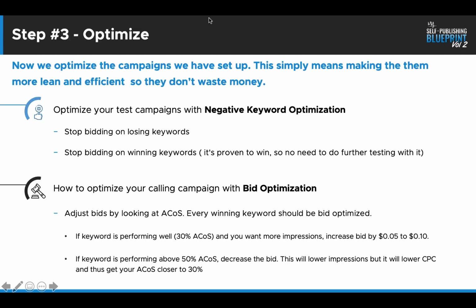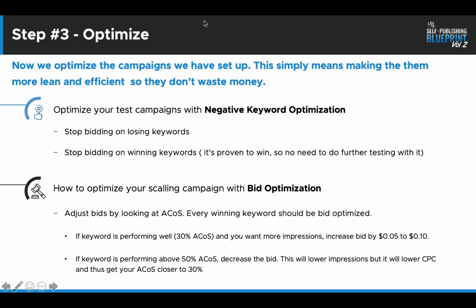And then step 3 is going to be optimize. Now we optimize the campaigns we've set up. This simply means making them more lean and efficient so they don't waste money. There's 2 ways we're going to do this. We're going to optimize your test campaigns with negative keyword optimization, right? So we're going to stop bidding on negative keywords. And then we're also going to stop bidding on winning keywords. They're proven to win, right? If we know a certain keyword is winning, we take that out of the testing and move it to scaling. We need to turn it off and make it a negative keyword for the testing campaign because we already know it's winning. And then we're going to optimize your scaling campaign with what's called bid optimization, right?